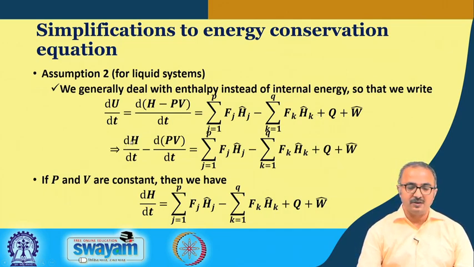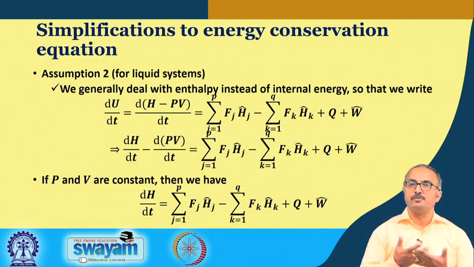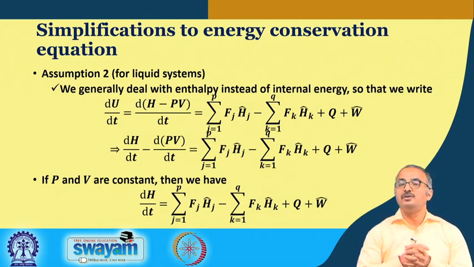Now, we separate this particular integral into two. First we write dH by dt, and then minus d(PV) by dt, and the rest of the things on the right hand side remain the same. Now, for the liquid systems, we find that P and V are generally constant. That means we hardly find much pressure drop in the liquid systems, and also because of the incompressibility of the liquids, the change in the volume will not be substantial, not significant.